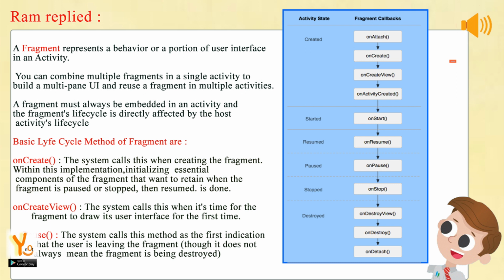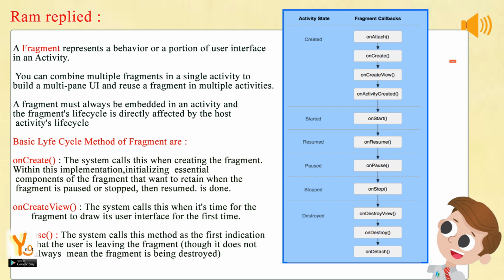A fragment represents a behavior or a portion of user interface in an activity. You can combine multiple fragments in a single activity to build a multi-pane UI and reuse a fragment in multiple activities. A fragment must always be embedded in an activity and the fragment's life cycle is directly affected by the host activity's life cycle. Basic life cycle methods of fragment are onCreate.